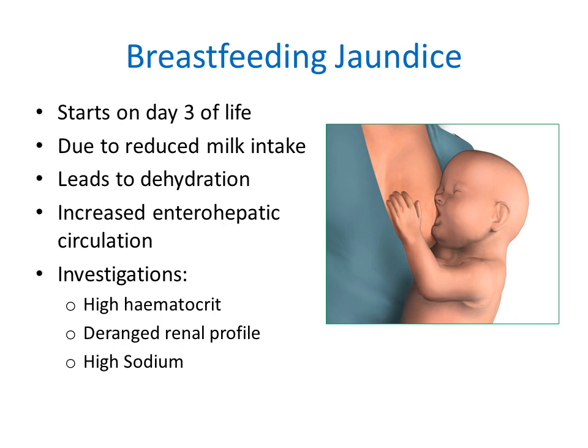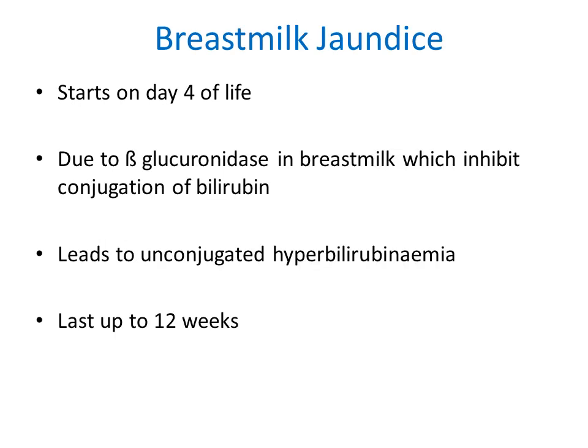Studies have shown that infants who are breastfed develop jaundice more commonly compared to those who are fed with formula milk. After feeding, the jaundice usually starts slightly later, on day 4 of life. The exact cause is unknown, but it is postulated that this is due to the presence of glucuronidase in the breast milk, which inhibits the conjugation of bilirubin. This leads to unconjugated hyperbilirubinemia.